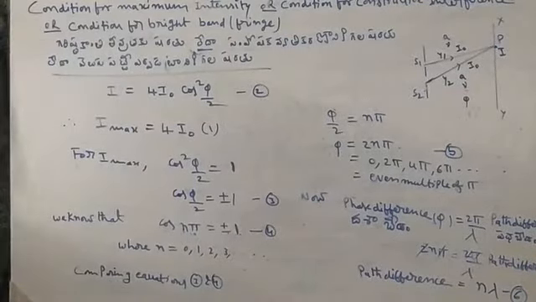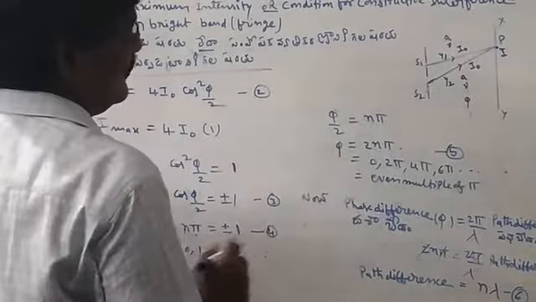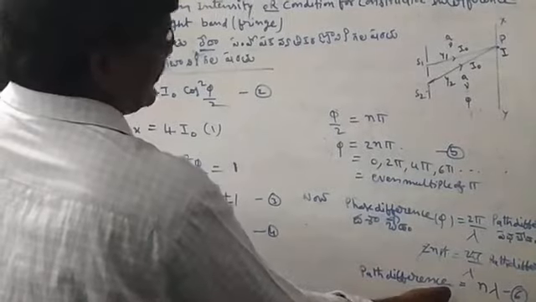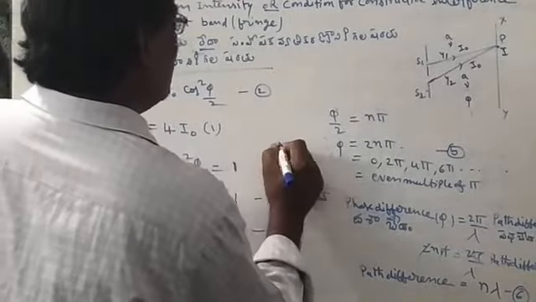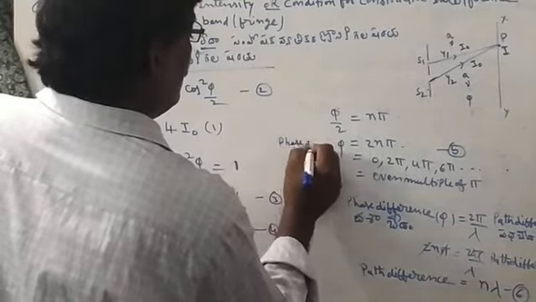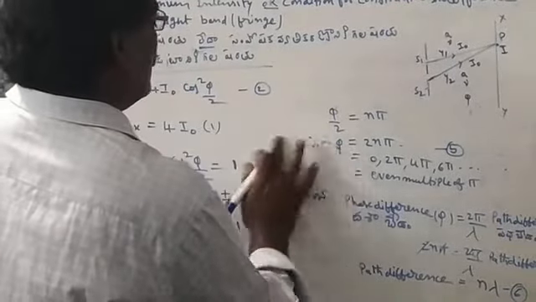Two conditions. First one, phi is equal to 2n pi. This is the condition for maximum intensity, in terms of phase difference. The other is in terms of path difference. Phi means phase difference.